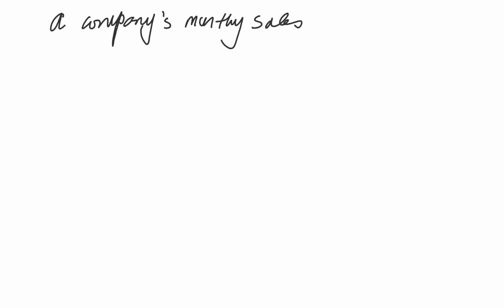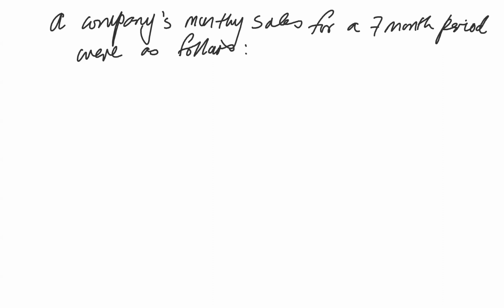So I'm going to put on the board a series of time data. Our first example: a company's monthly sales for a 7-month period were as follows. You have the little table. So I'm going to draw a little table, and I'm going to be quiet for a little while.